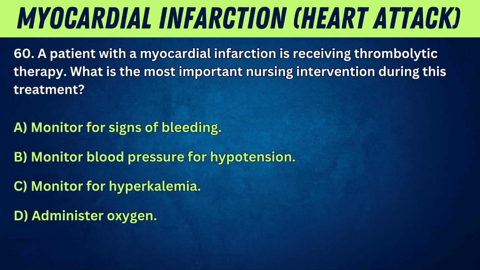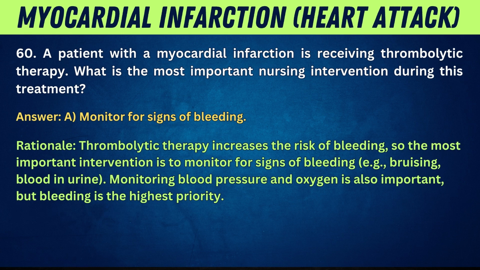60. A patient with a myocardial infarction is receiving thrombolytic therapy. What is the most important nursing intervention during this treatment? A. Monitor for signs of bleeding. B. Monitor blood pressure for hypotension. C. Monitor for hyperkalemia. D. Administer oxygen. Answer: A. Monitor for signs of bleeding.